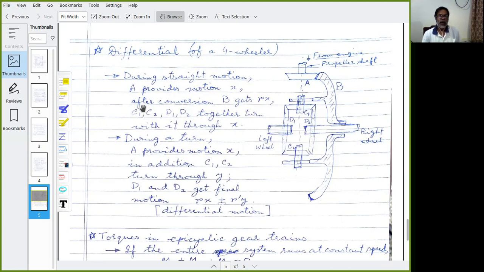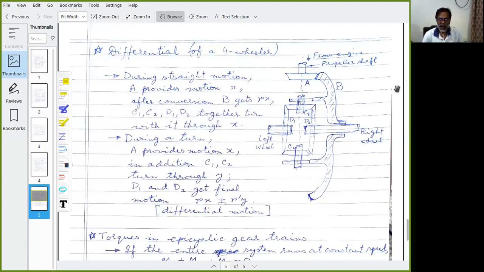Now, during straight motion, what happens? That motion X comes from the engine to A. And after conversion at this gear ratio, the crown wheel B rotates with the ratio R into X, whatever ratio turns out to be, that Rx. With that Rx, crown wheel B rotates. And this one, C1, C2, D1, D2, all together for the time being, like a rigid assembly, move with B.